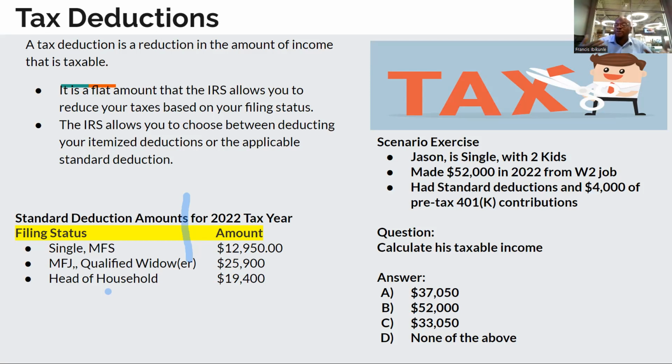So the government is trying to be fair. In as much as the government needs money, they need to be fair to the citizen.